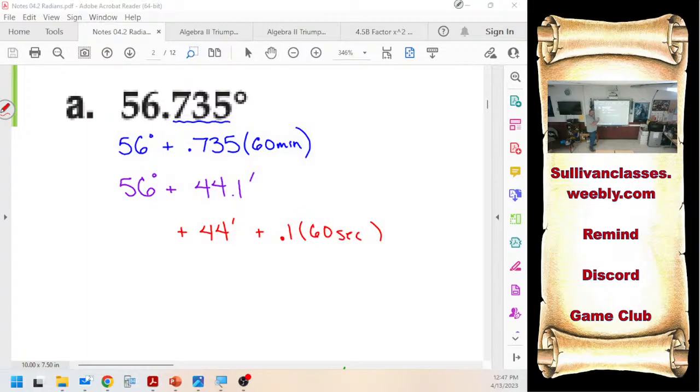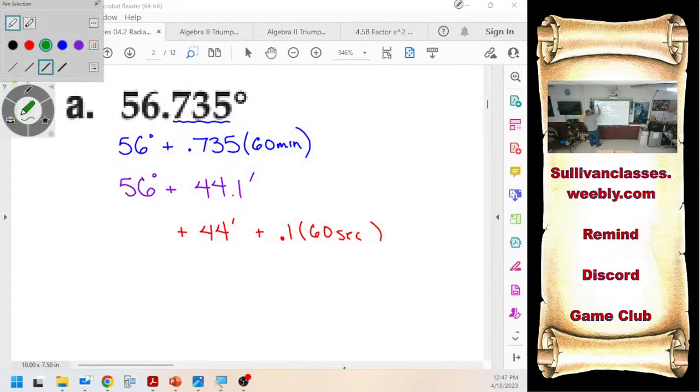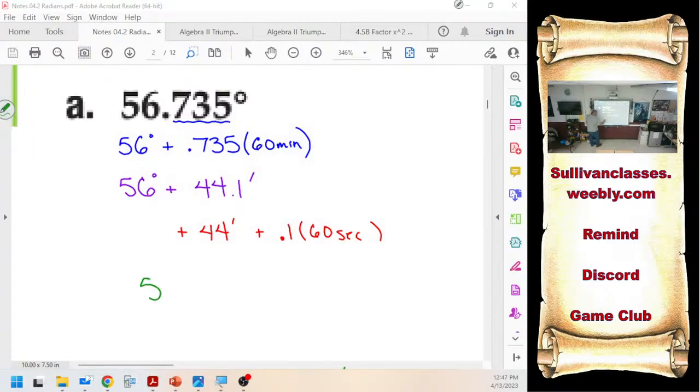Just like after I found hours, I would then take the decimal to find minutes, and then I would take the decimal to find seconds. So I've got 56 whole degrees, 44 minutes, and 6 seconds. Okay?